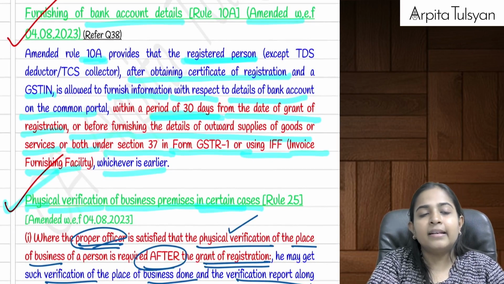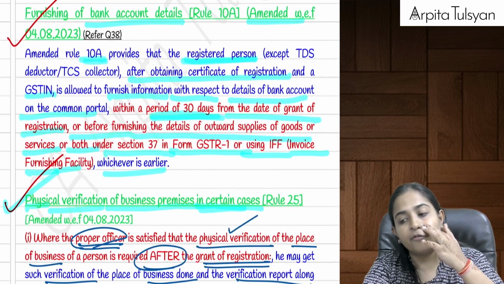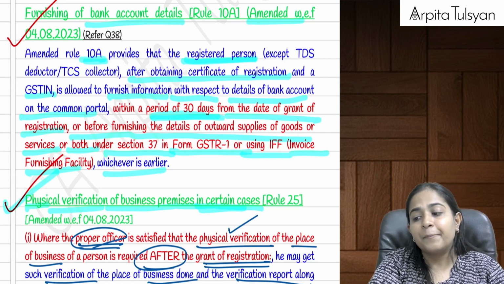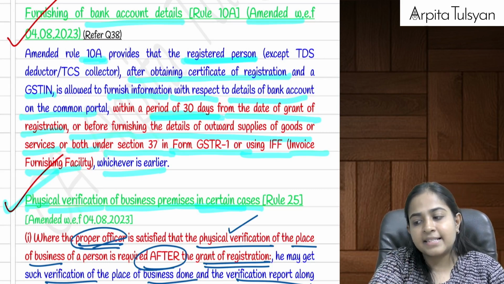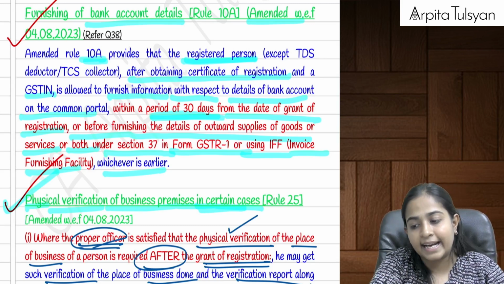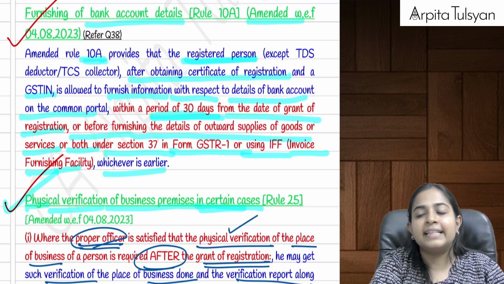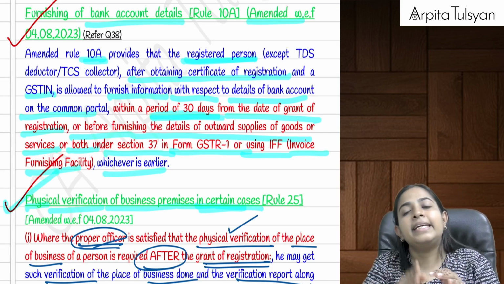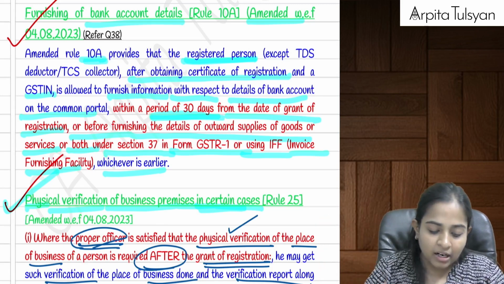Acha. Now, then there were two things which were amended. One was furnishing of bank account details. So they are telling that except in two cases, except for TDS deductor and TCS collector, a registered person, after he has been granted the registration, can go and submit his bank account details later on also.